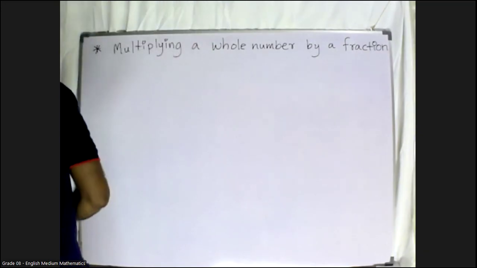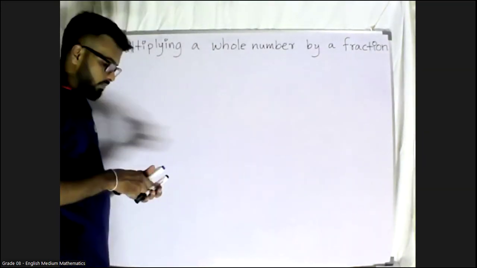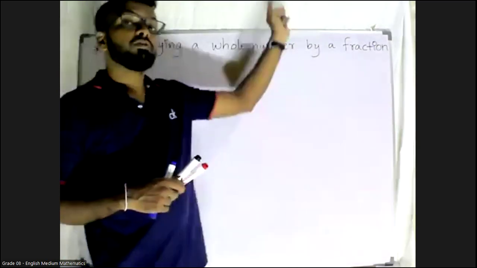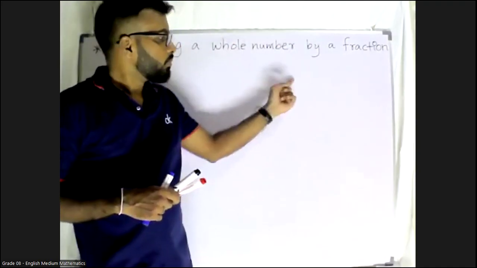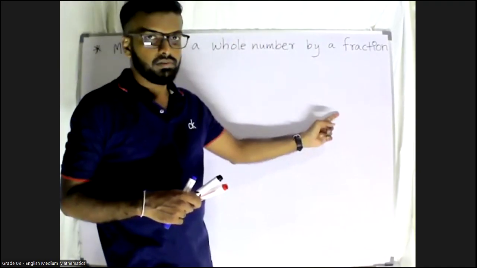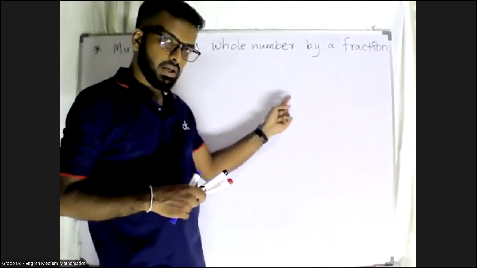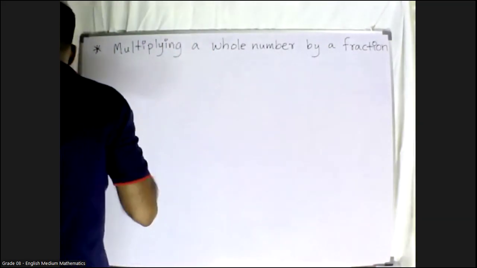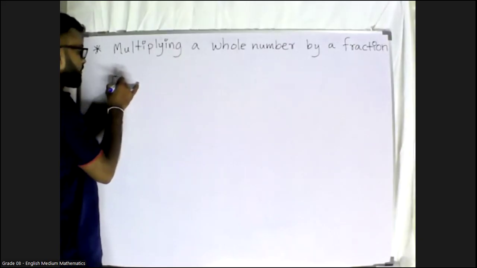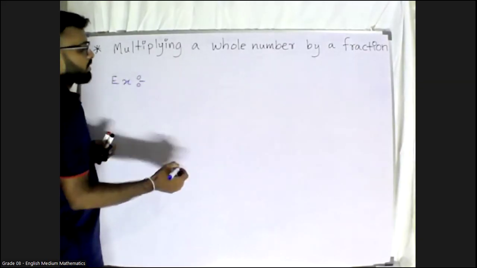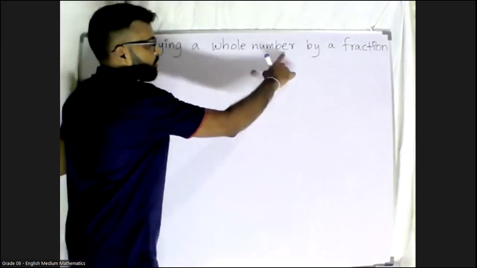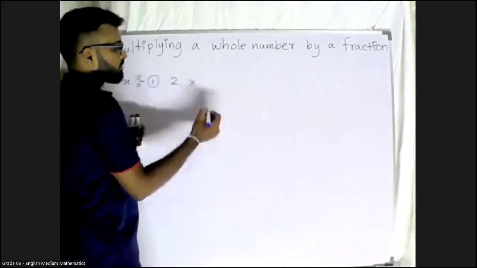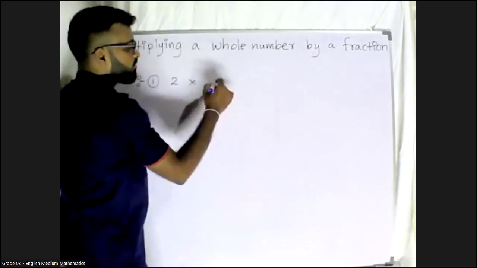And hope you have finished writing. Now look at the bottom. So same thing. Whole number by a fraction. Whole number multiplication then fraction. So I will take some example. I'm not going to explain much more about this. So we have to write down the whole number. I will take 2. This is my example number 1. 2 times, let's say, fraction 1/3.